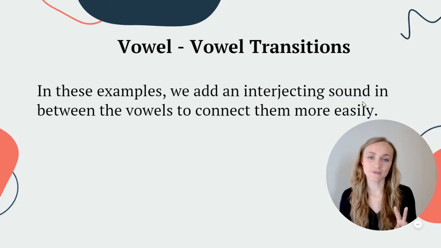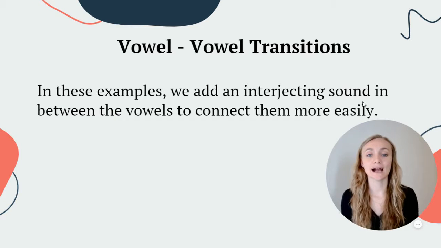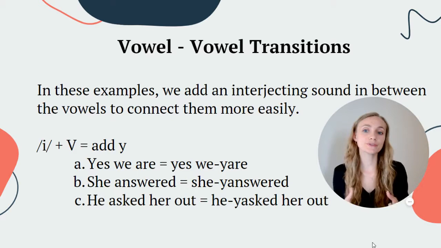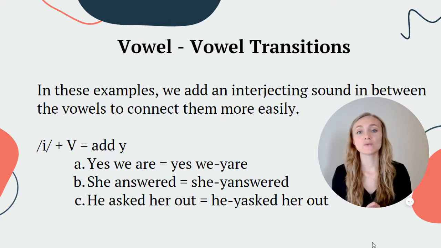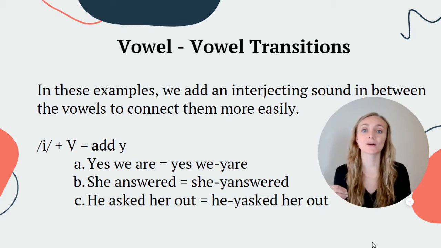Now, for the second type of transition we'll talk about, vowel to vowel. In these examples, we need to add an interjecting sound, which means an additional sound, in between the vowels so that we can connect them in an easier way. The first example is when we have a word that ends in an E or I sound, and the next word also starts with a vowel sound. In these cases, we need to add a y sound in between to make the transition easier.